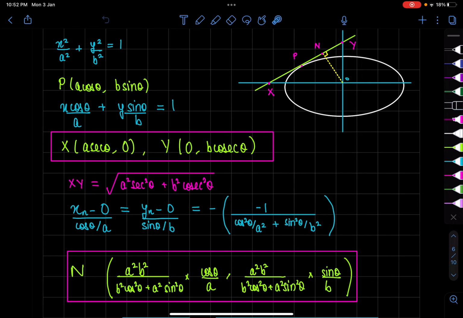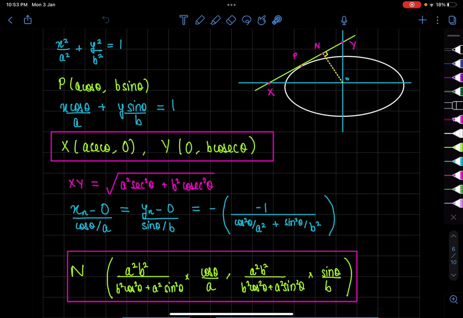You can also do it by finding the equation of the line ON, writing a perpendicular to the line XY which passes through the origin, and then finding the intersection point of XY and ON. This method is also correct, but I find it a little bit lengthy, so I have directly used the formula. Using this formula, I get the coordinates of N as this.